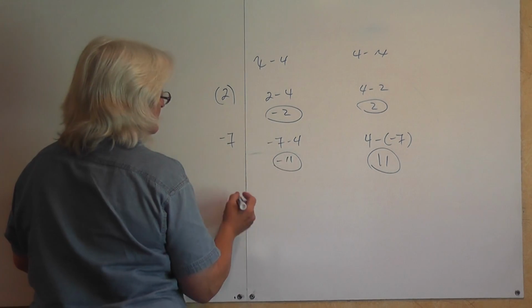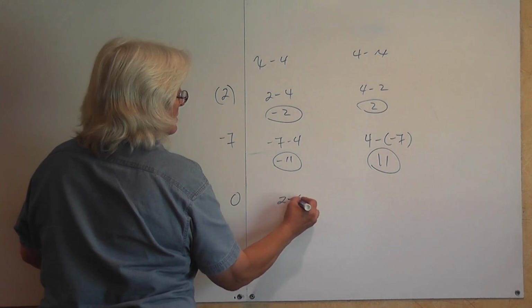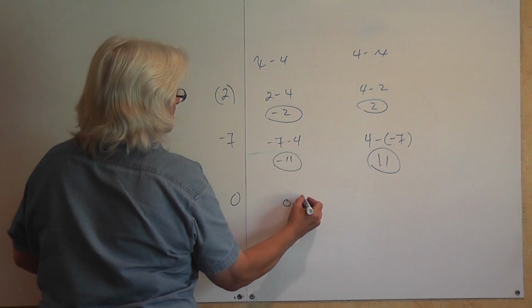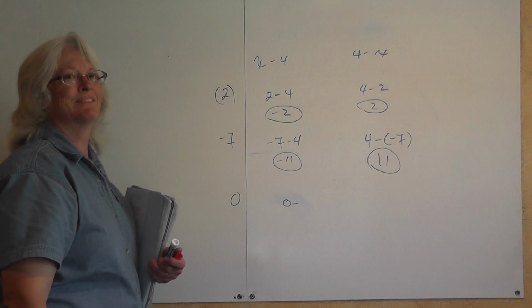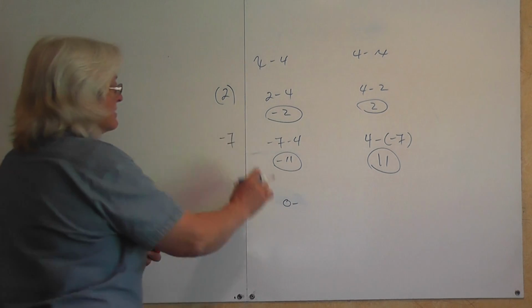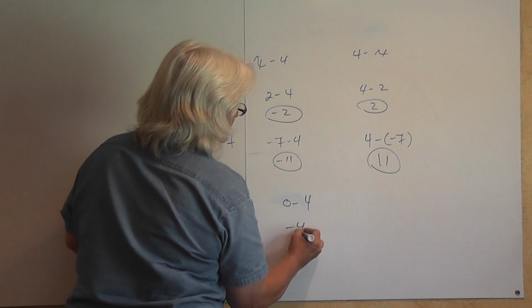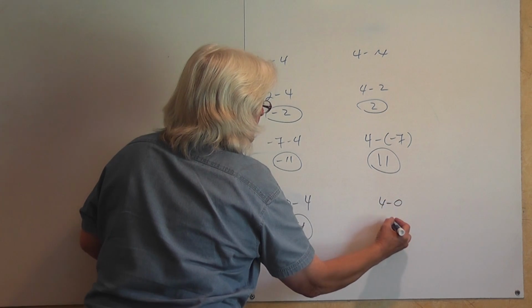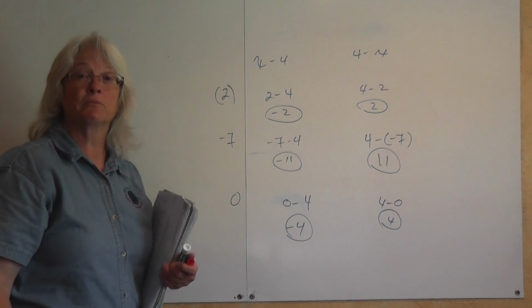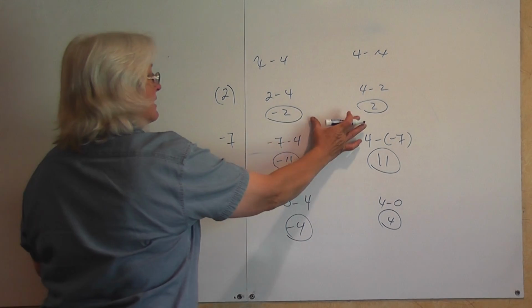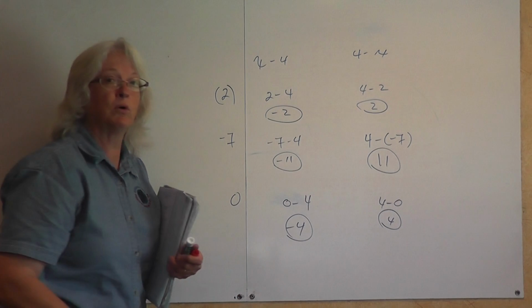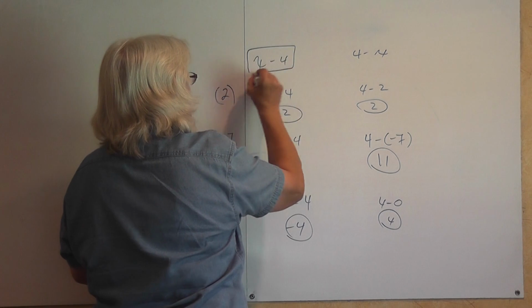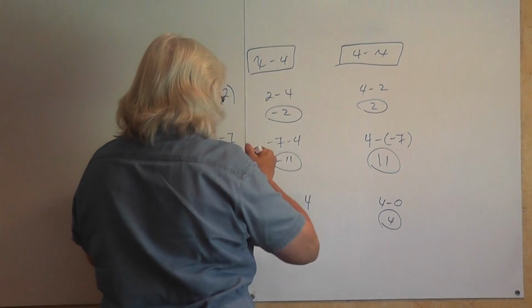And what about if we just substitute in 0? Doing the 0 here, I just got distracted. 0 minus 4, which is a negative 4. In our second problem here, we have 4 minus 0, which is a positive 4. So do you see a relationship here? Negative 2, 2, negative 11, 11, negative 4, 4. Yeah, the relationship that you see is that these two expressions here are opposites.